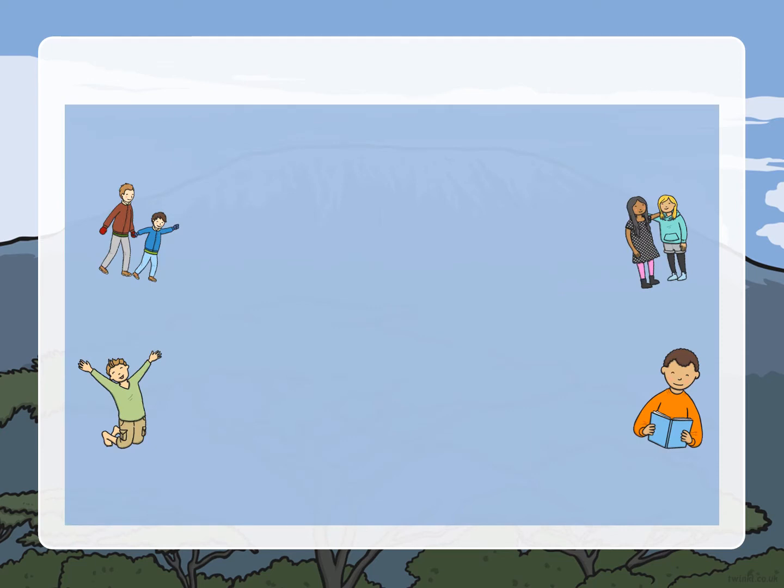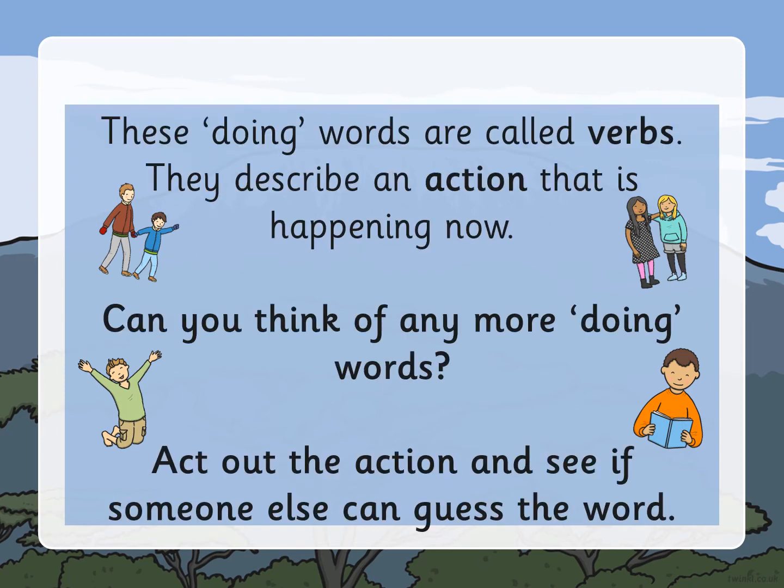That's right, the second word always had the ing on the end of it. What type of words were they? They were doing words called verbs, and they were describing an action that is happening now. What tense are the words written in if they're happening now? That's right, the present tense. Can you think of any more doing words?